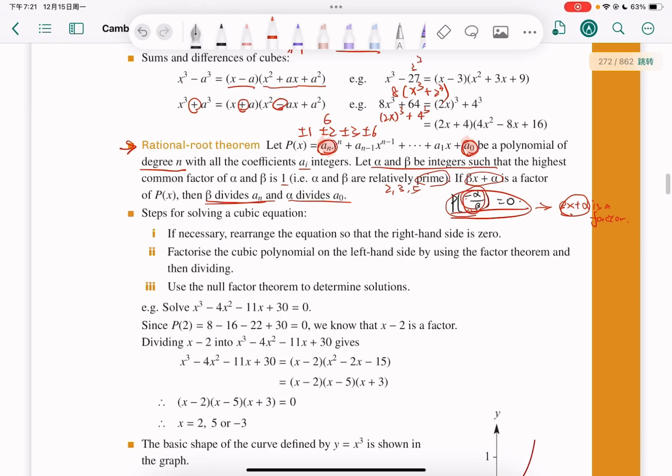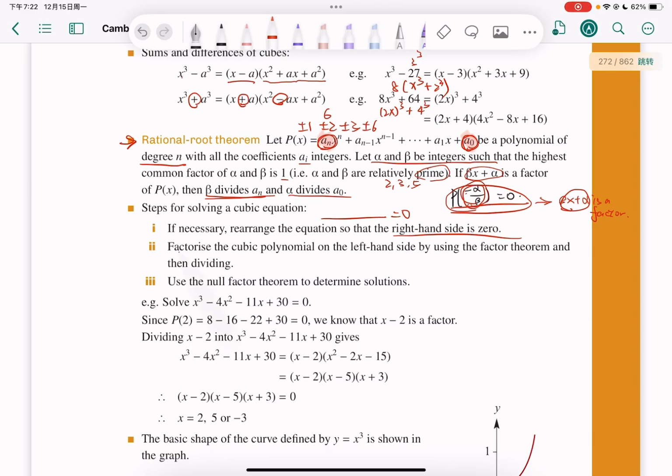Steps for solving a cubic equation. First, if necessary, rearrange the equation so that the right-hand side is 0, so into a form of a polynomial equal to 0. Second, factorize the cubic polynomial. If we can factorize, then that's perfect. So we directly get a multiplication form, x minus something, and then we can solve it directly by setting each term equal to 0.